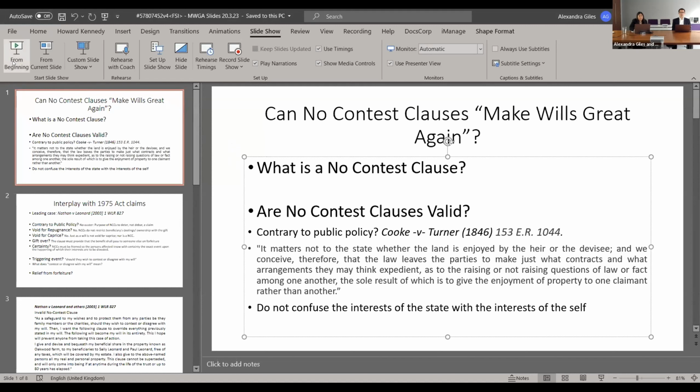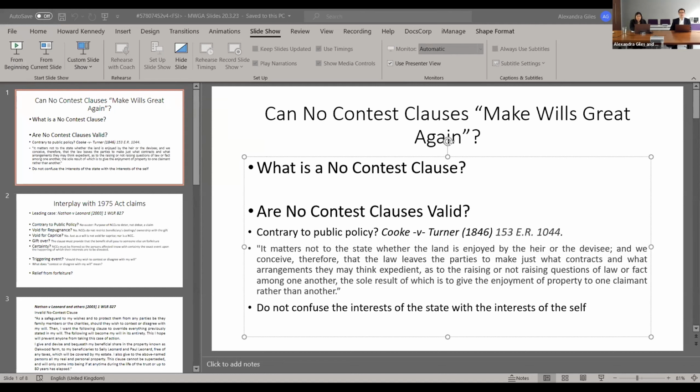The case law that does exist demonstrates that no contest clauses have been a controversial topic over the years and have divided opinion as to their use and effect and their validity. Are they repugnant and contrary to public policy and therefore void, as has been argued? Or are they a valid and useful bastion to protect and uphold the principle of testamentary freedom and make wills great again?